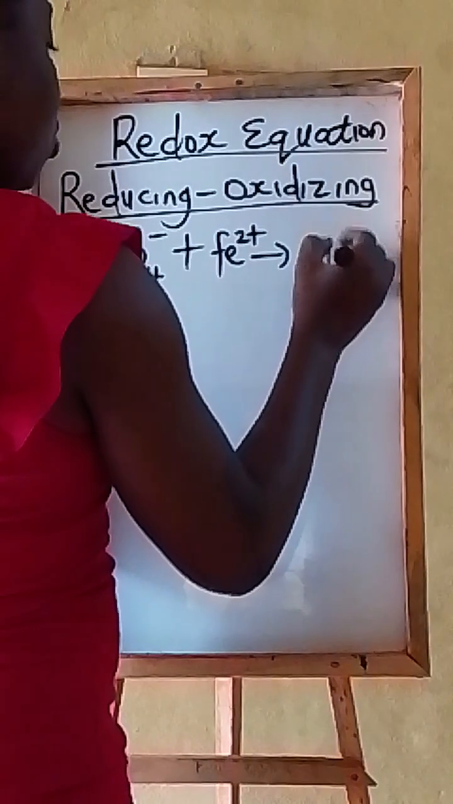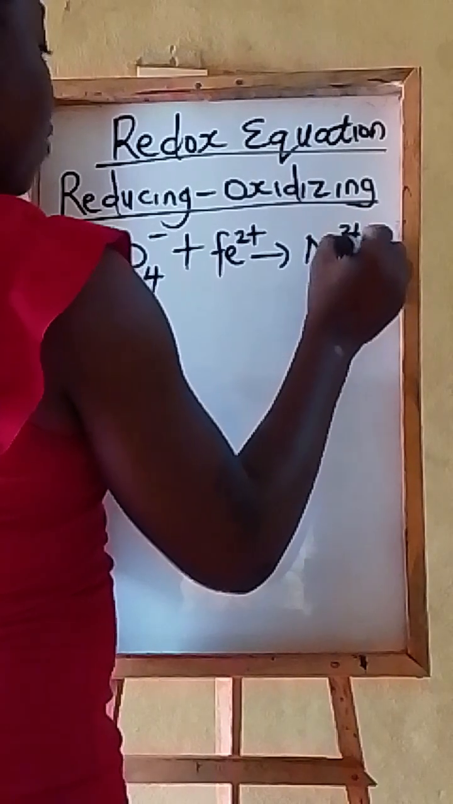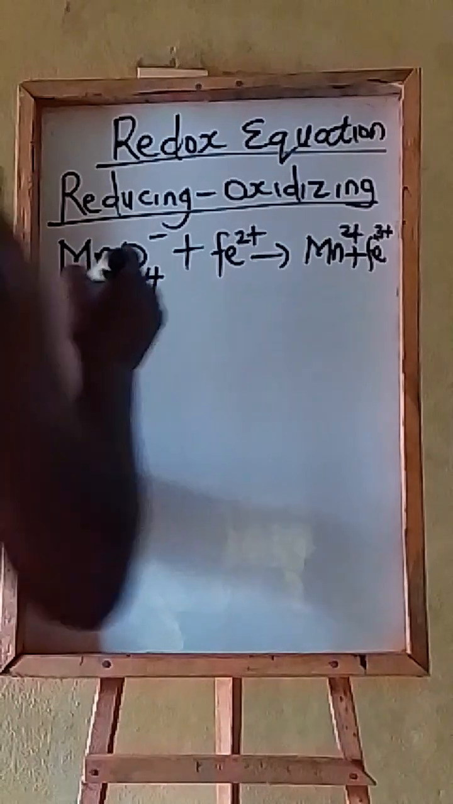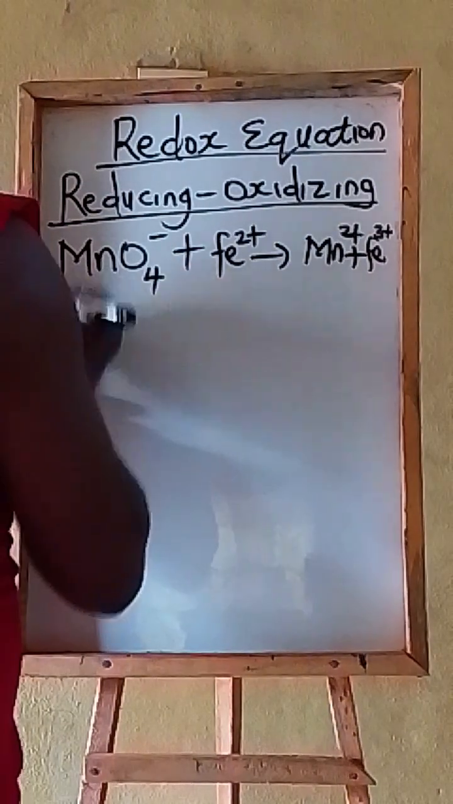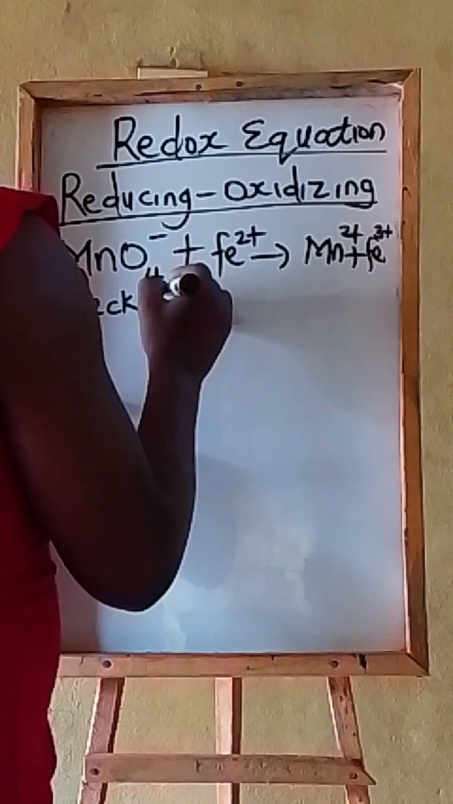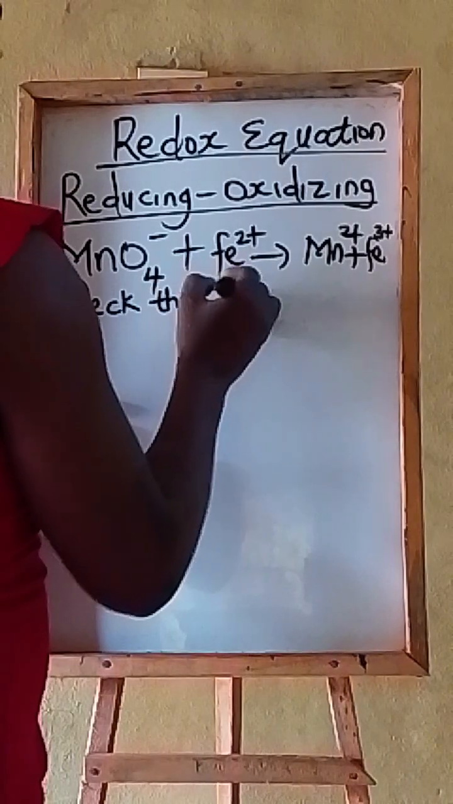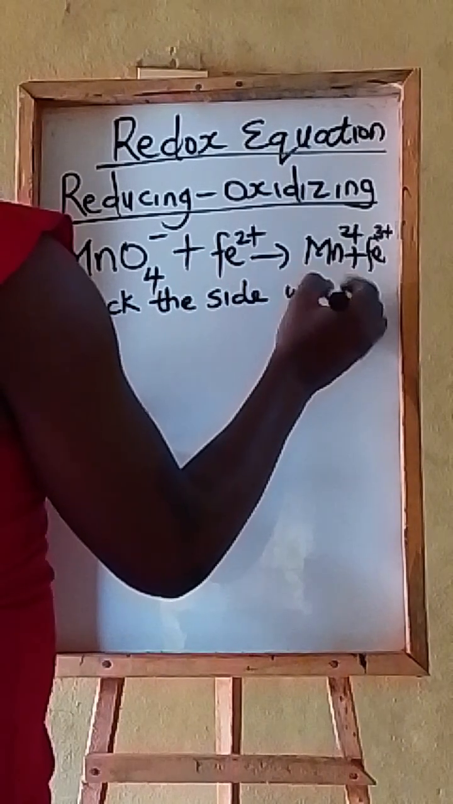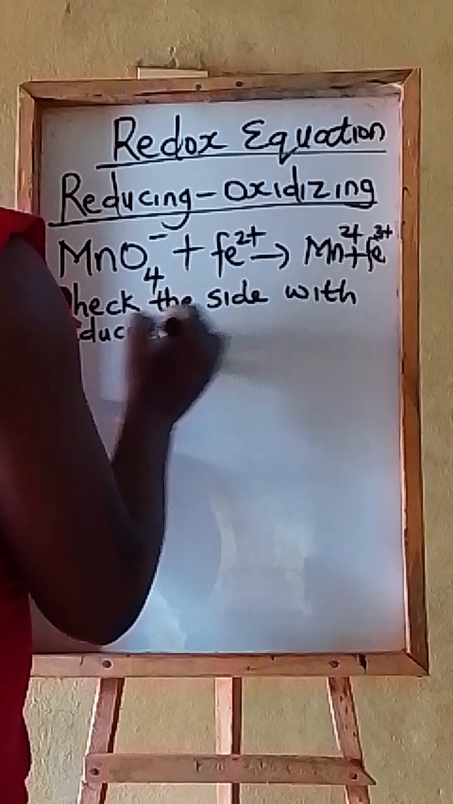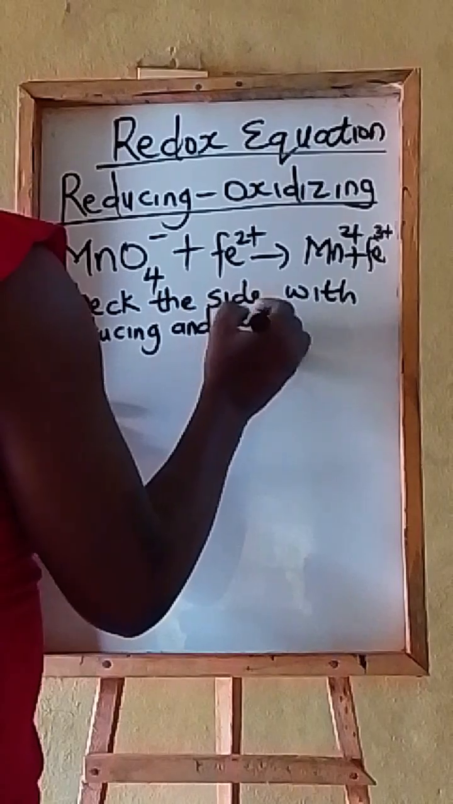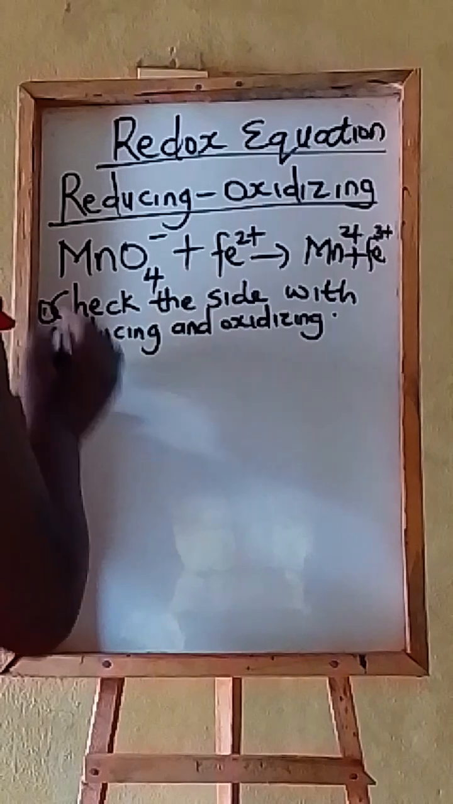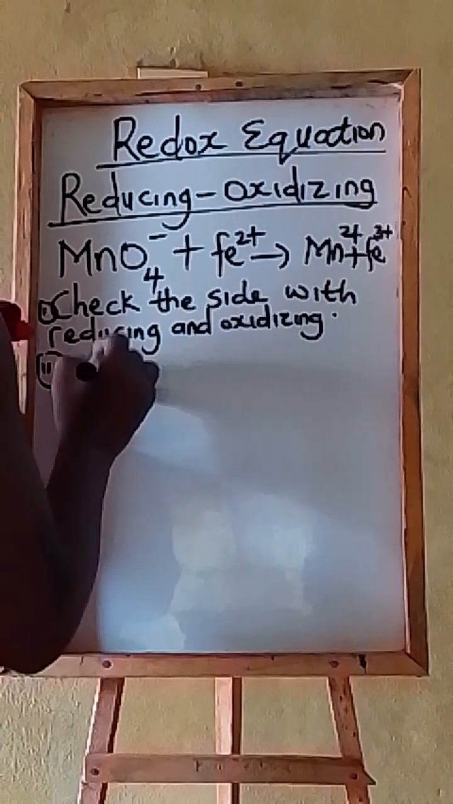To give us Mn2+ and Fe3+. The first thing you do is you check. Let me tell you the basic things to do. You check the side with reducing and oxidizing. That's 1.